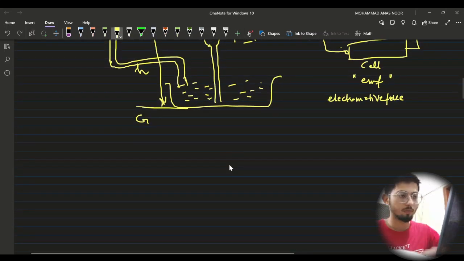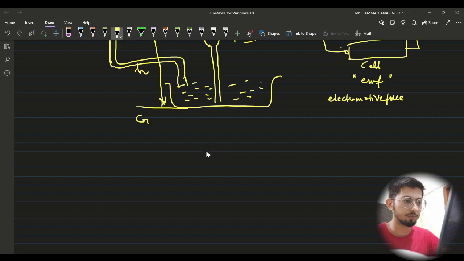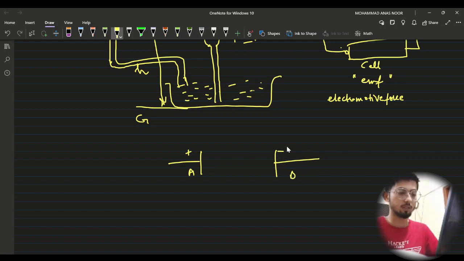So if you draw a cell or a battery, this is the positive terminal, and this is the negative terminal.